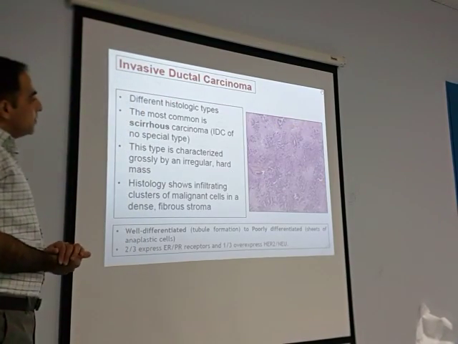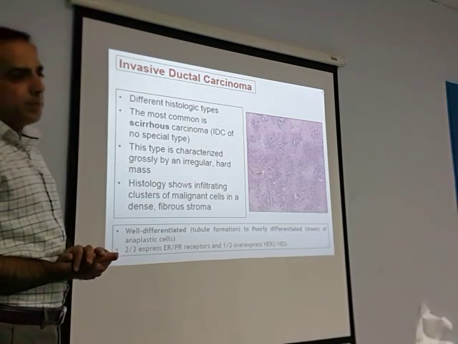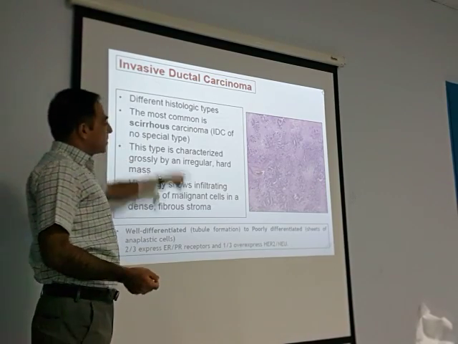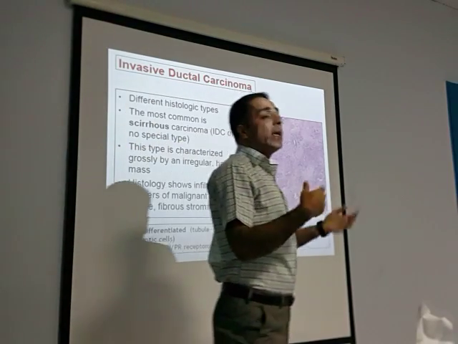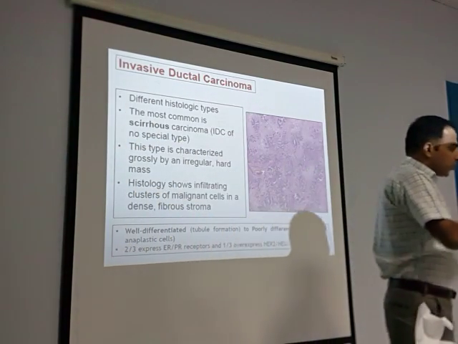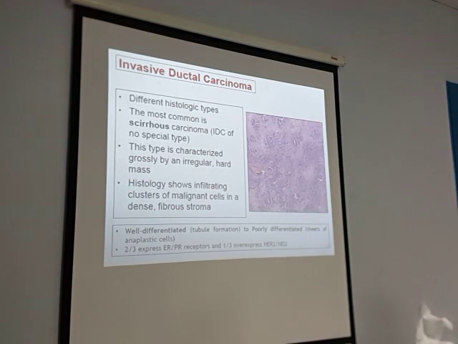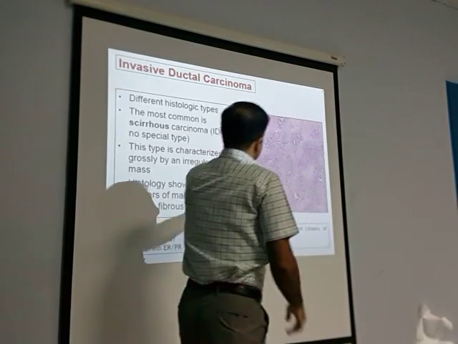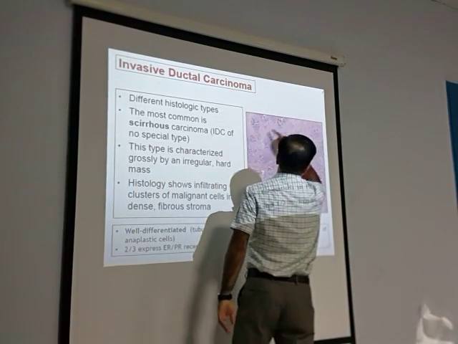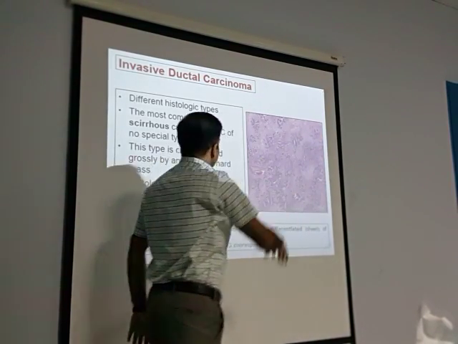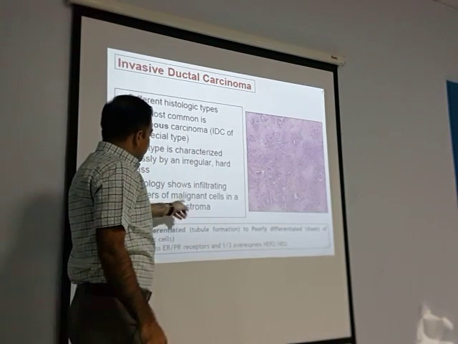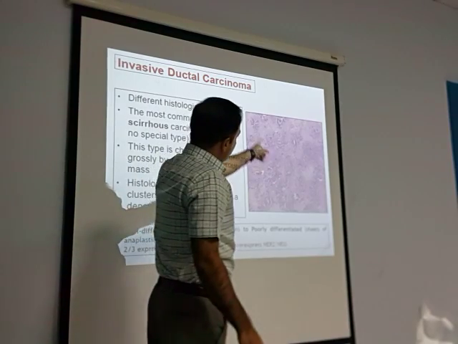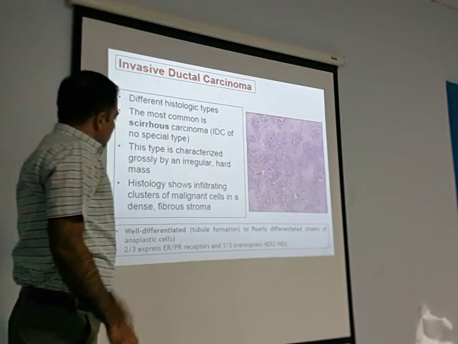This is the histology. Different histological types are there. The most common is scirrhous carcinoma. Scirrhous means more fibrous tissue. As a desmoplastic response, the tumor cells are growing and the stroma responds by forming more fibroblasts and more collagen. Okay? See, this pinkish coloring surrounding is the scirrhous or the more fibrous stroma, dense fibrous stroma. Clusters of malignant cells are growing in a dense fibrous stroma.